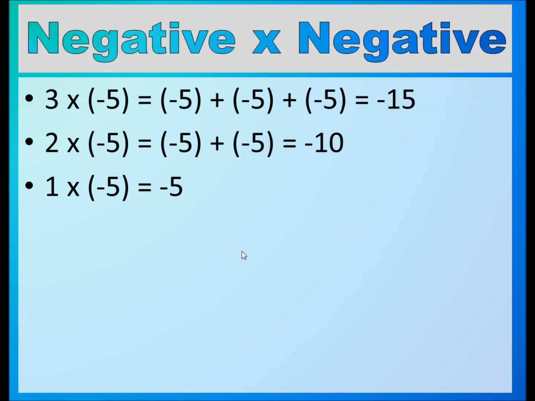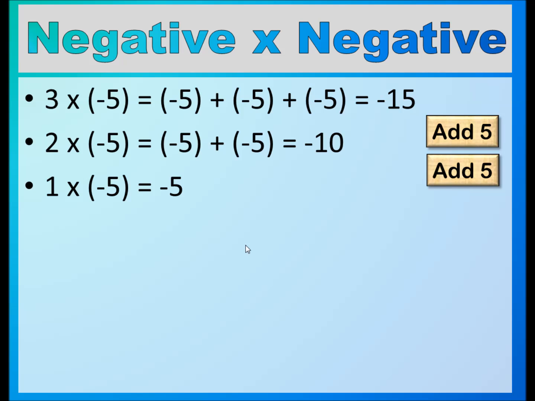So what is the pattern? How do I get from negative 15 to negative 10? I add 5. How do I get from negative 10 to negative 5? I add 5. In fact, if you started from 100 times negative 5 and worked all the way down here, you will see the pattern is add 5, add 5, add 5.